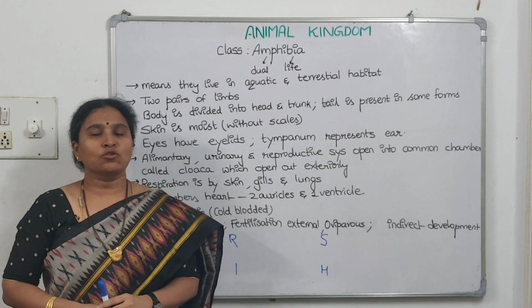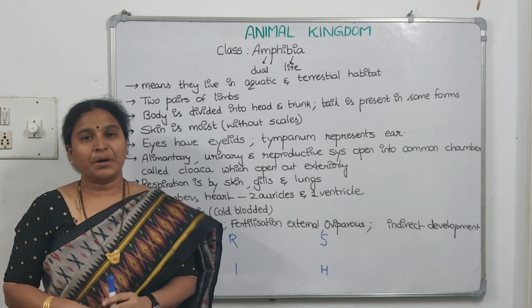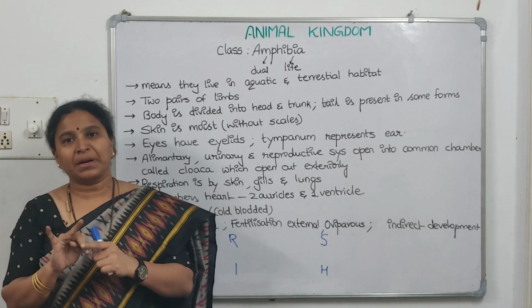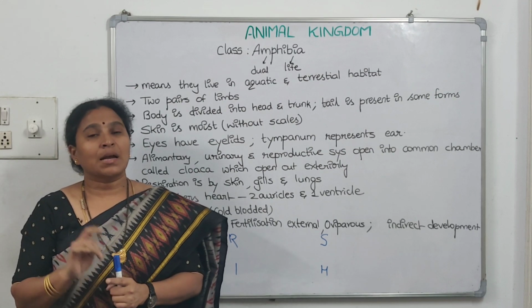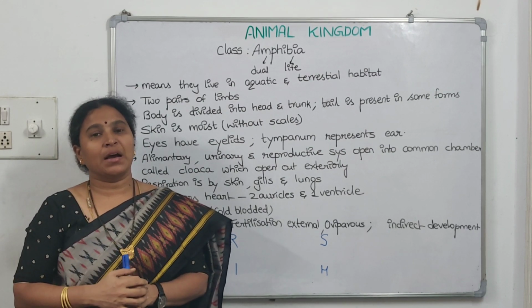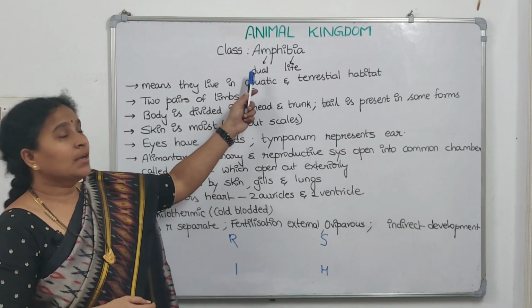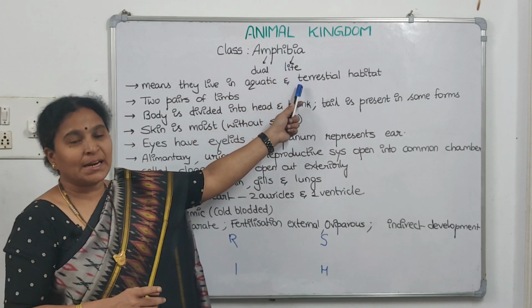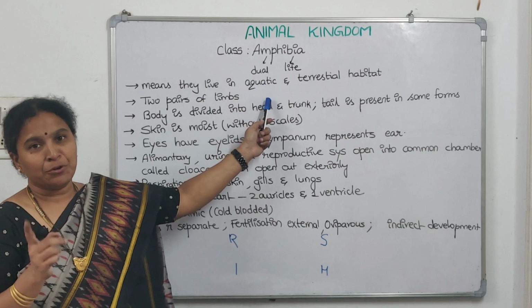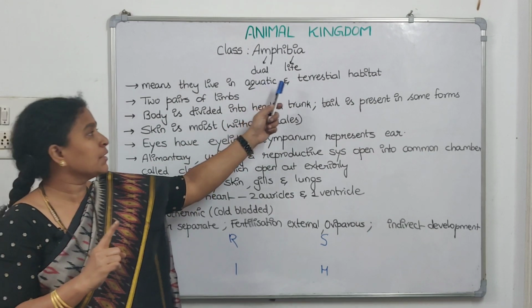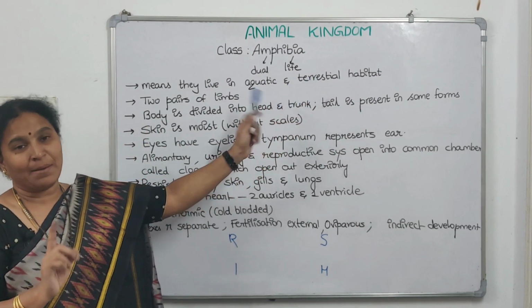Now coming to the next super class, Tetrapoda. In Tetrapoda there are 4 classes: Amphibia, Reptilia, Aves and Mammalia. Coming to the first class, that is Amphibia. Amphi means dual. Bia or bio means life. Means amphibians have dual life. They can stay in water also, they can stay on land also. That's the meaning of amphibia.